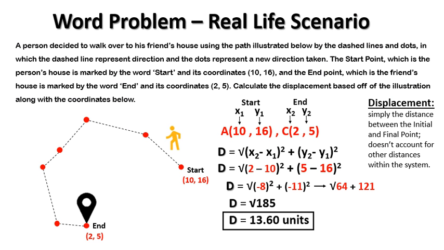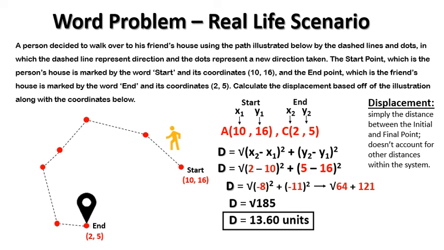For our last problem, we're dealing with a word problem, a real-life scenario. It states a person decided to walk over to his friend's house using the path illustrated below by the dashed lines and dots, in which the dashed line represents direction and the dots represent a new direction taken. The start point, which is the person's house, is marked by the word start and its coordinates 10, 16. And the end point, which is the friend's house, is marked by the word end and its coordinates 2, 5. Calculate the displacement based off of the illustration along with the coordinates below.